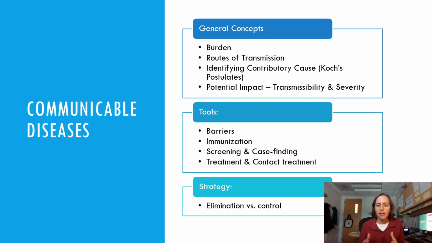And this is just an outline of what we're going to talk about in this unit. This first part is going to focus on these general concepts of burden, routes of transmission, identifying the contributory cause, and the potential impact of any one communicable disease. And then part 2, we're going to talk about tools and strategy.